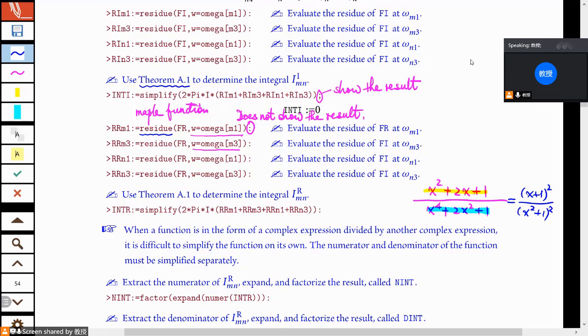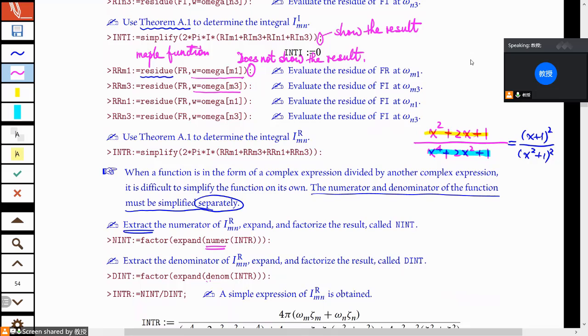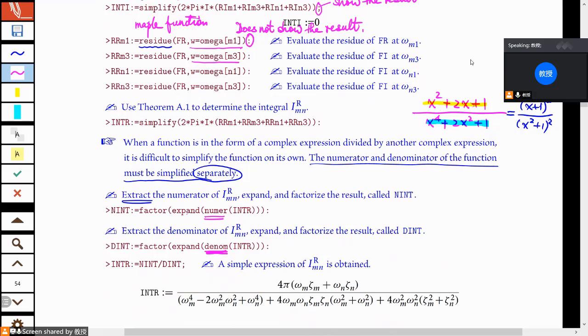So the numerator and the denominator of the function must be simplified separately. That means we extract the numerator: NUM gets the numerator of this expression, and DNOM gets the denominator of the expression. Then you expand and factorize.